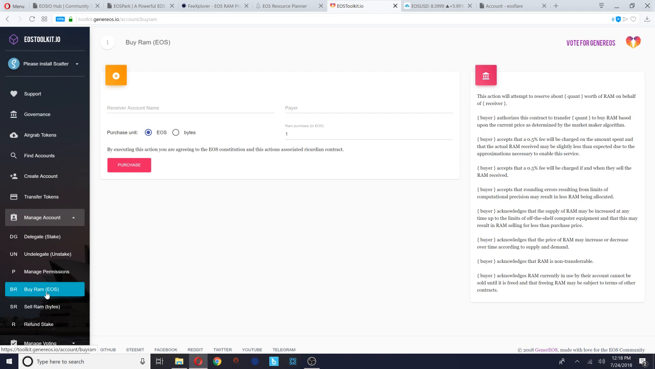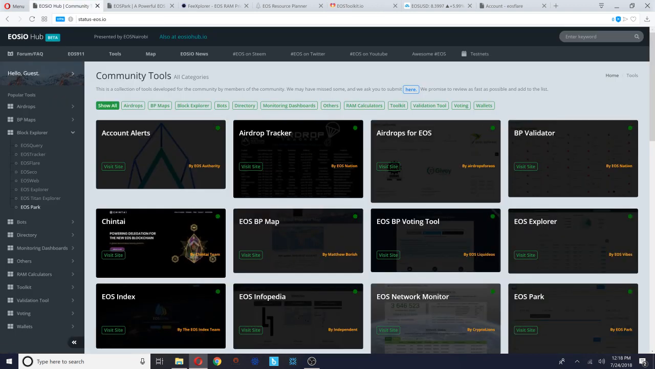Guys, I also want you to check out EOS Hub. This is a website, status-eos.io. I'll have it linked down below, with links to all the websites that have to do with EOS. Most of the websites that have to do with EOS are linked here. This is basically an aggregate of the majority of the EOS websites.